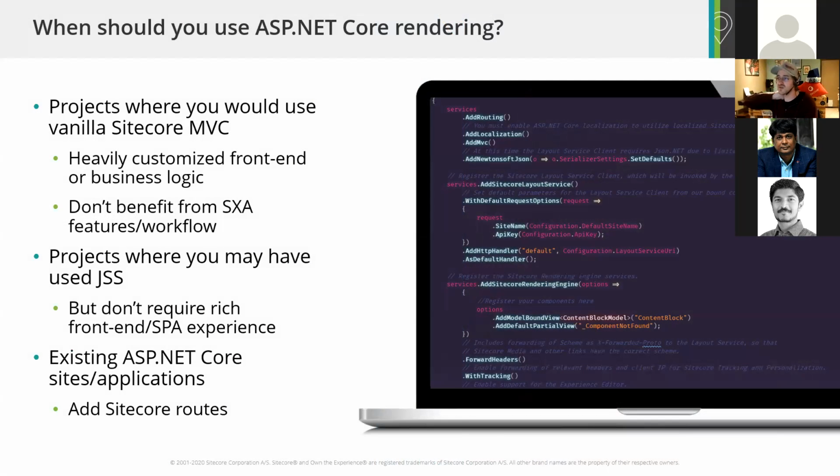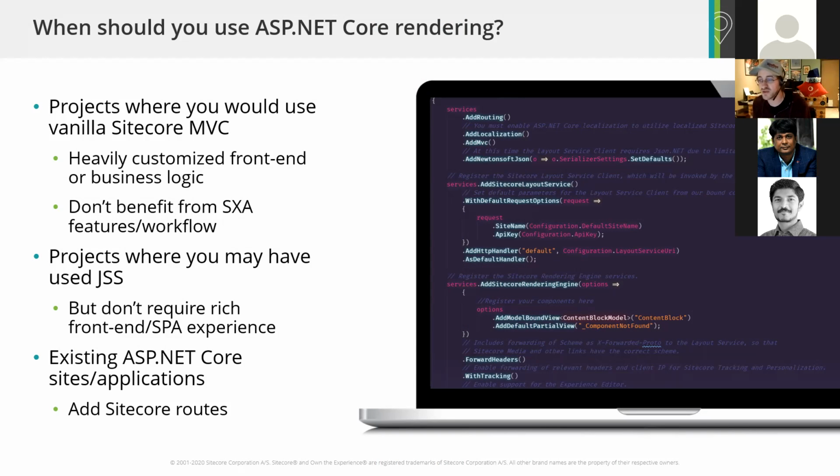So ASP.NET Core rendering, obviously brand new, adds to a lot of existing rendering options. So when would you use it? I'd say first off, projects where you would normally use vanilla Sitecore MVC without SXA. So maybe you don't benefit from the SXA features or workflow, or you have a heavily customized front end or business logic, so you don't want to use the SXA component library. You can actually use an SXA headless tenant with ASP.NET Core like you can with JSS, and I would encourage you to do so. Partial views are great. SXA site management is great.